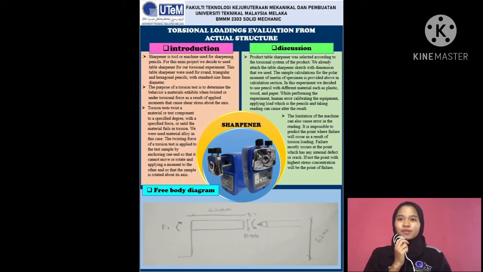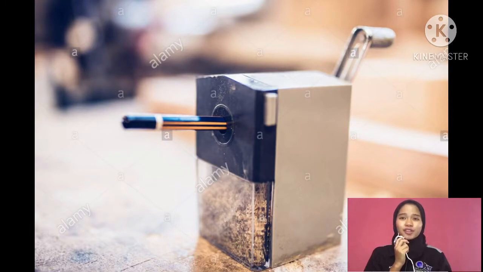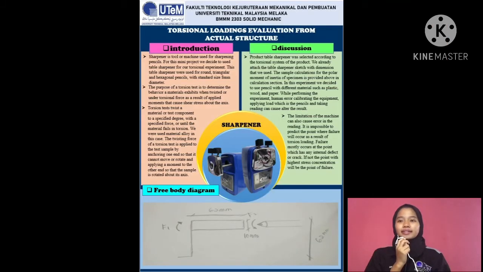In this experiment, we decided to use pencils with different materials such as plastic, wood, and paper. While performing the experiment, human error in calibrating the equipment, applying the load, which is the pencil, and taking readings can alter the result. The limitation of the machine can also cause error in the reading.